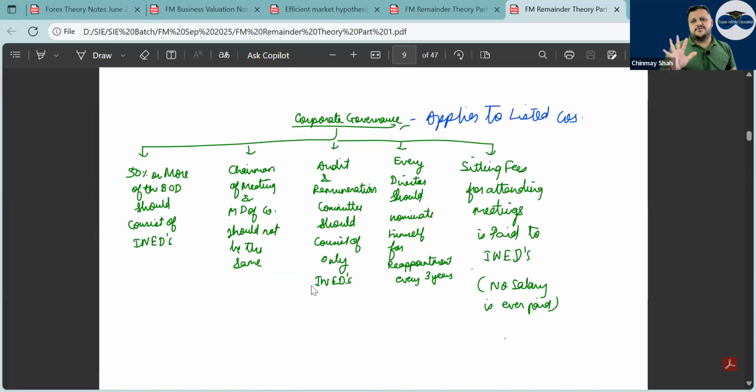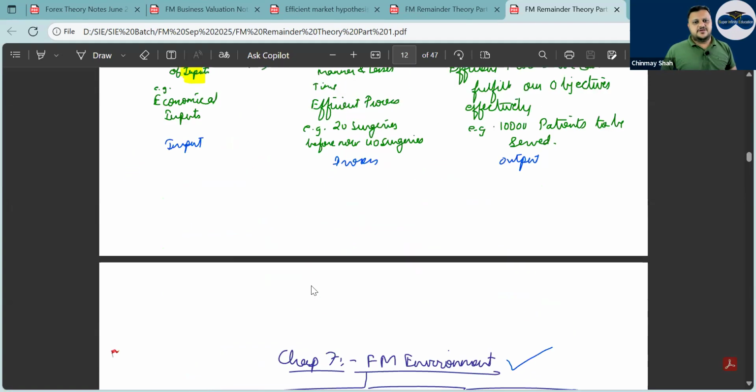Corporate governance, 5 important points that are there. 50% or more of the board of directors should consist of INEDs, that is, independent non-executive directors. Chairman of the meeting and the MD of the company should not be the same. Audit and remuneration committee should consist of only INEDs. Every director should nominate himself for reappointment every 3 years, and sitting fees are paid for the INEDs. No salary is to be ever paid to the INEDs.